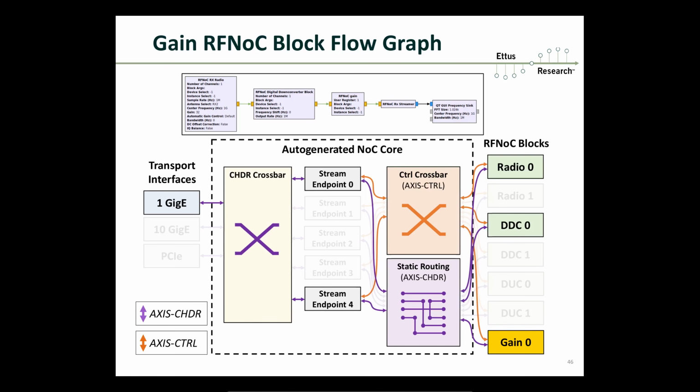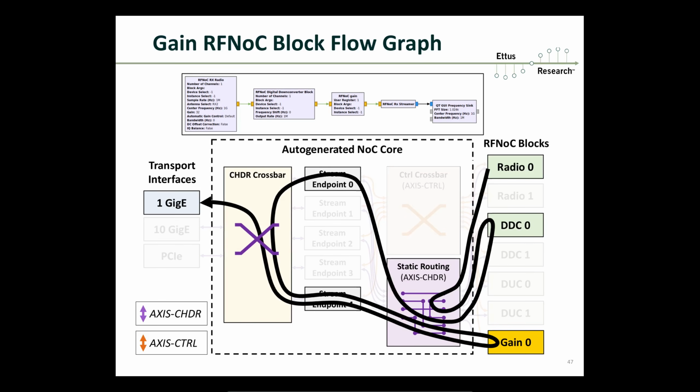Now, say we wanted to take our gain block and have it on the output of the radio DDC flow graph that we had seen earlier. So we go rfnoc RX radio through rfnoc digital down converter block, and then through our rfnoc gain block here in the top in our GNU Radio flow graph, and then we plot that with a frequency sink in this case. What we'd see here is one part of the flow graph, the radio and the DDC, and then our gain block, and we'd have two stream endpoints.